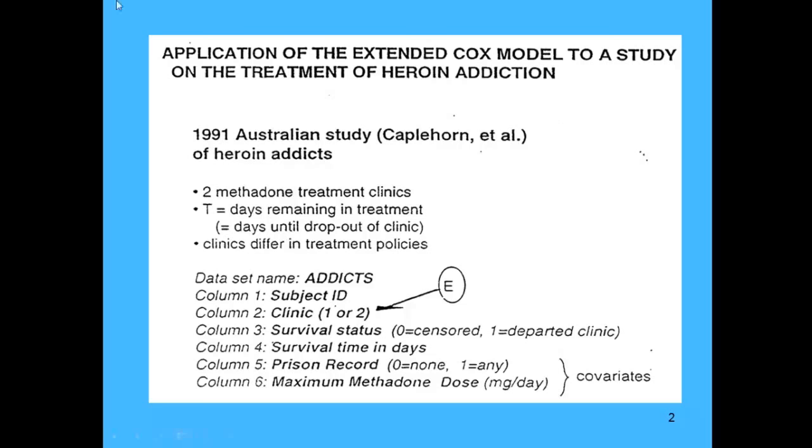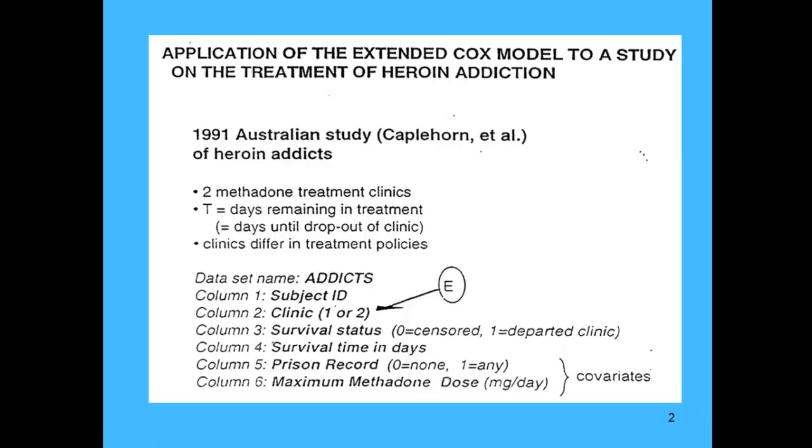So the clinics had different treatment policies, different ways that they treated people. So the question is, which clinic did better? So the exposure variable is clinic. Which clinic has people that stay in the clinic longer? The ones that stay in there longer are doing better. They're surviving longer. That's the idea, okay? And there were two clinics, Clinic 1 and Clinic 2, and that's our exposure variable. The outcome variable is survival time in days in terms of how long they stayed in the clinic. The status variable is if they departed the clinic, they failed. That's what I'm saying, okay?